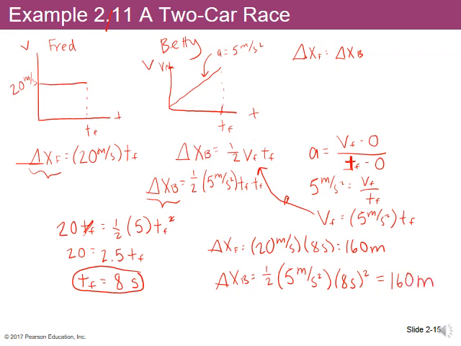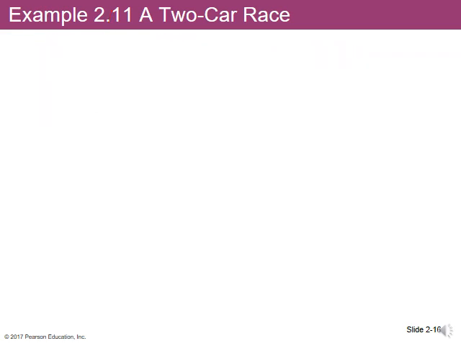That's equal to another 160 meters. These are the same. So how far does Betty have to go? 160 meters until she catches up with Fred. Now, is this the only way that you can solve this problem? Absolutely not. Next, we'll look at how to solve it directly using those three kinematic equations that we just derived.